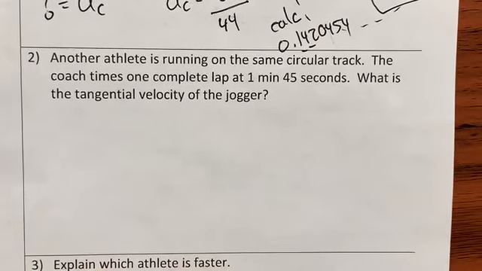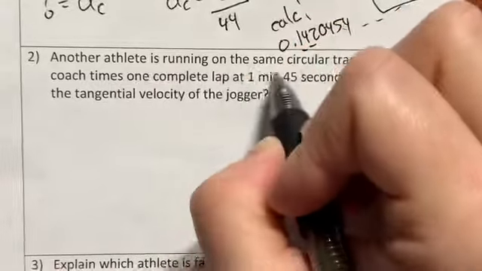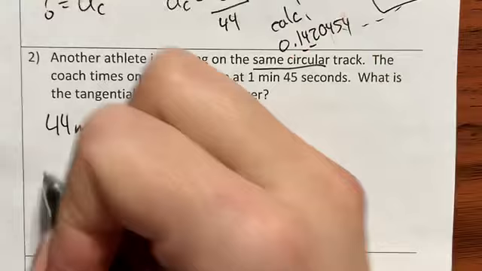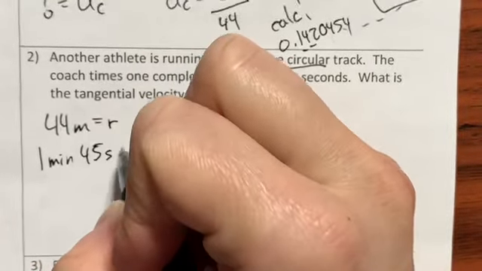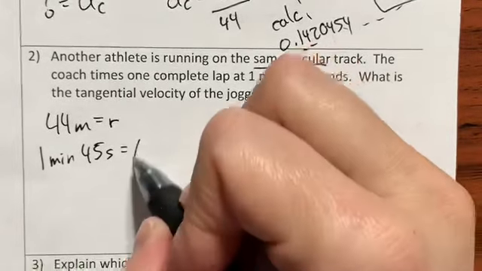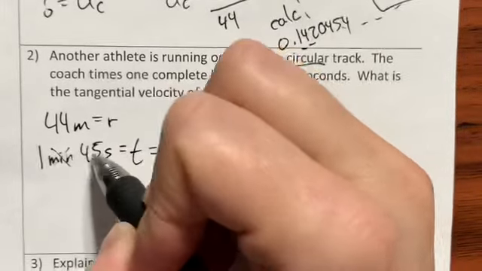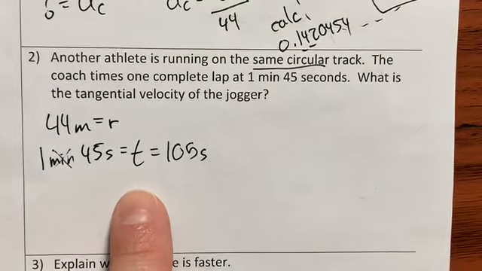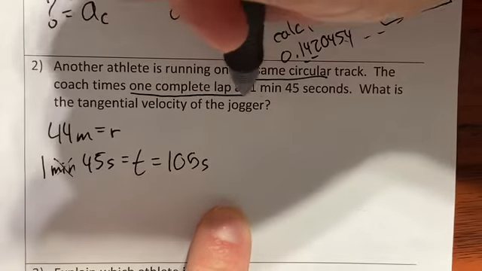Question number 2. Pause, attempt. All right, we have another athlete on the same circular track, so we still have that 44-meter radius. 1 minute, 45 seconds to complete 1 lap. So that's definitely time. We don't do minutes in physics, so that's 60 plus 45, 105 seconds. But this is different because it's the time to complete 1 lap. It doesn't say how many laps he went.